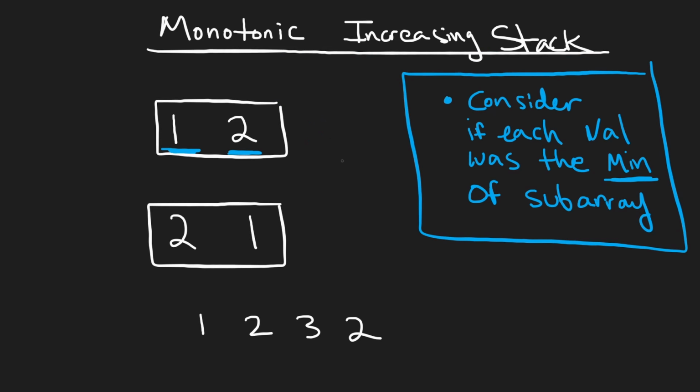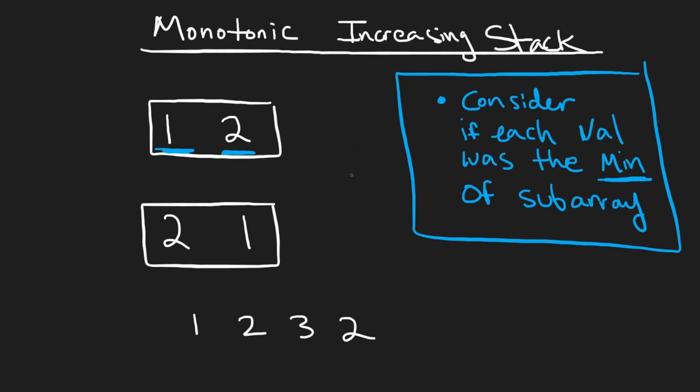What happens if our input array is in decreasing order? Let's take a look at that case. Remember what we're doing: for each value, we're considering if it was the minimum of that subarray. So we're going to look at the first value 2. We're going to consider if 2 was the minimum of the subarray, right? And we know that the start of that subarray is going to be over here, because that's where we first encounter this 2.